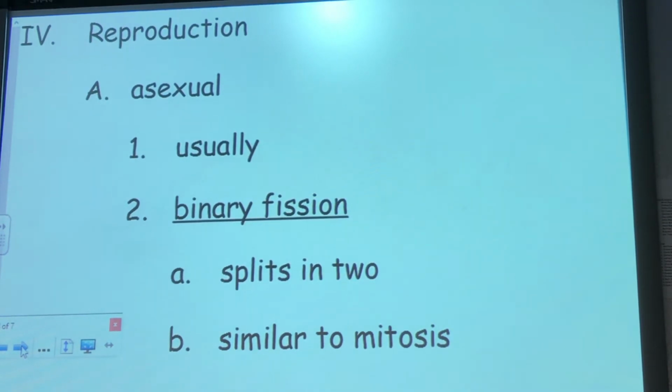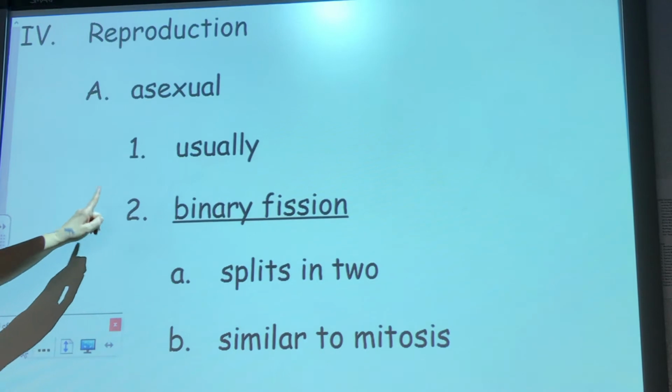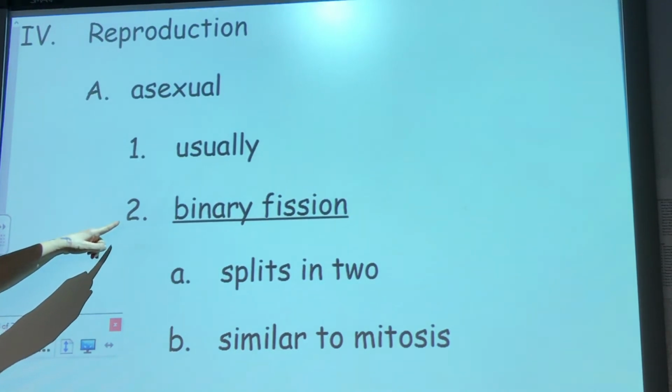Bacteria usually reproduce asexually. Let's recall again what asexual reproduction is. Asexual reproduction doesn't need two organisms, it just needs one. Sexual reproduction has to have two organisms, a male part and a female part getting together. Asexual is not that. This is what bacteria usually do. And they do it by a process called binary fission.